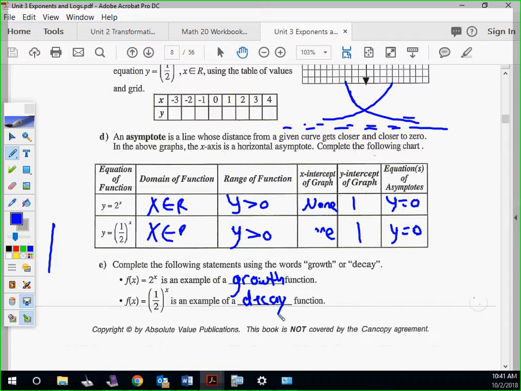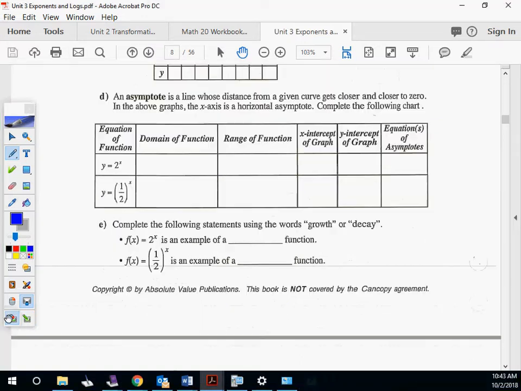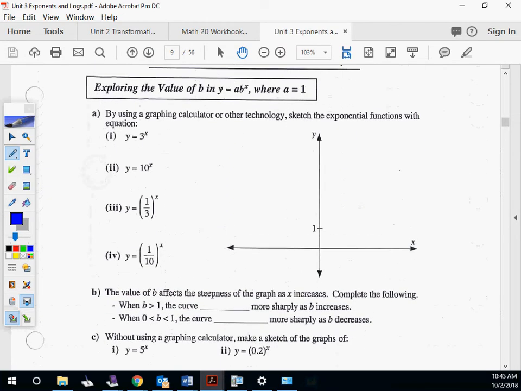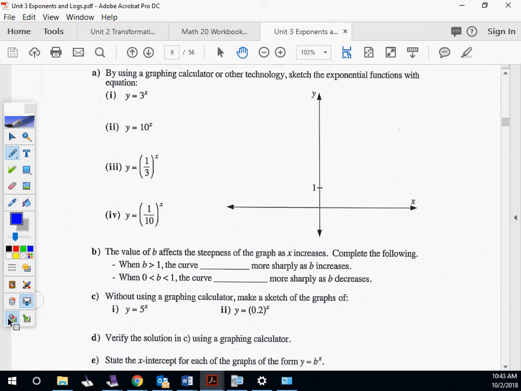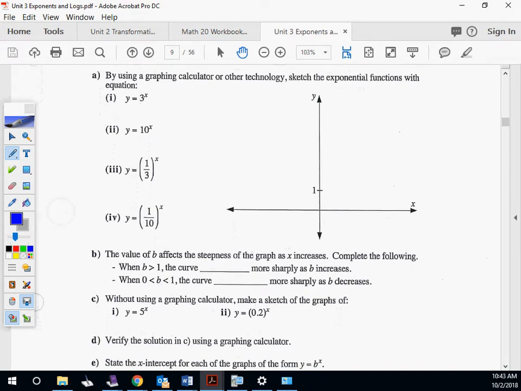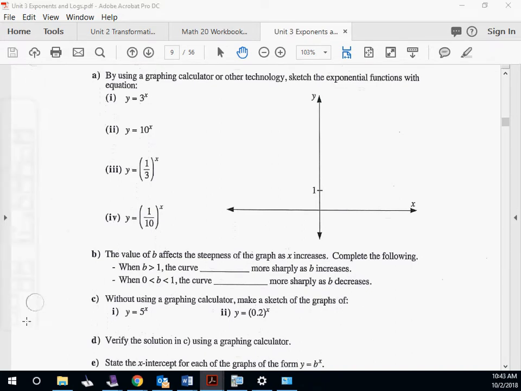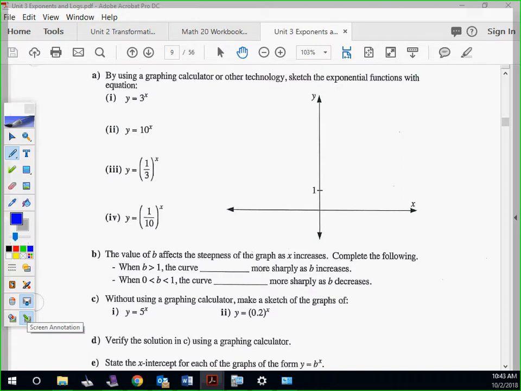All right. We're going to explore a little bit more here and look at a couple more graphs. We're looking at where a is 1, using a graph calculator or technology to sketch exponential functions. You can put those in. I'm going to hand sketch these, but you're welcome to use your calculator. The thing I want you to be able to do automatically after today is tell growth or decay. Growth. Exactly, these two are bigger than 1, so they're growth. These two are less than 1, so they're decay. That's what I want to see. And they're all going to intersect where? Yeah, they're all going to intersect at that 1 there.